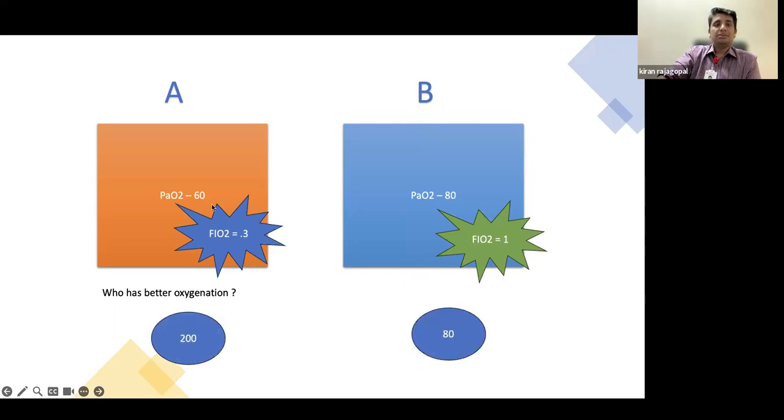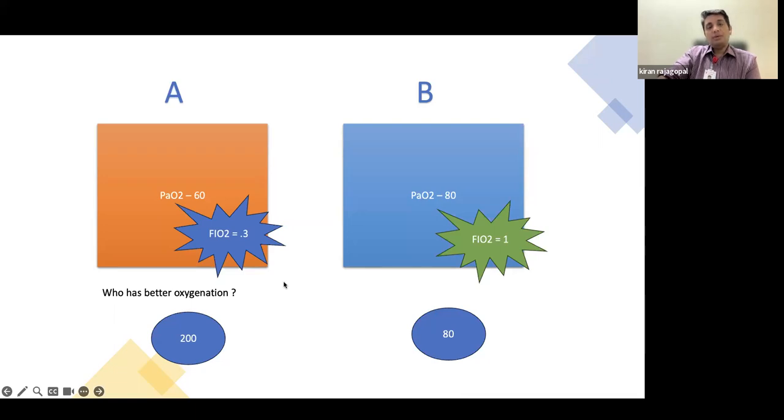So the PF ratio is 60 by 0.3, that is 200. And here the PF ratio is 80 by 1, that is 80. So patient A has a better PF ratio than patient B. So definitely patient A is having better oxygenation. Okay, hope you got the point.